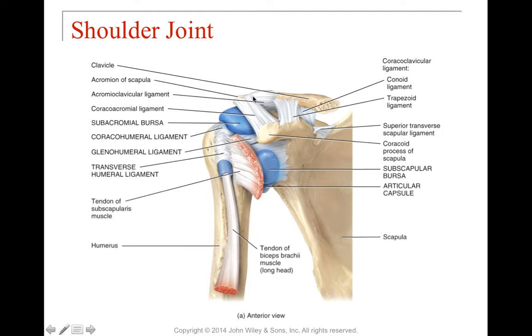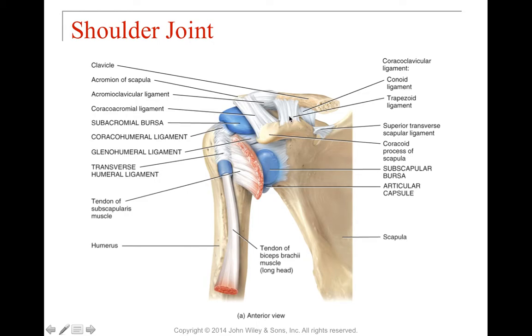So we're going to have multiple different connections. We have the acromion of the scapula, which is a region that sticks off the edge of the scapula, and that's going to connect to the clavicle by the acromioclavicular ligament, which is here, and it's going to connect also here to the coracoid process by the coracoacromial ligament.